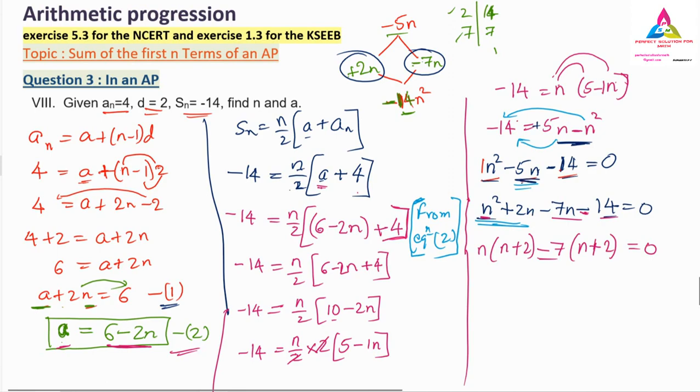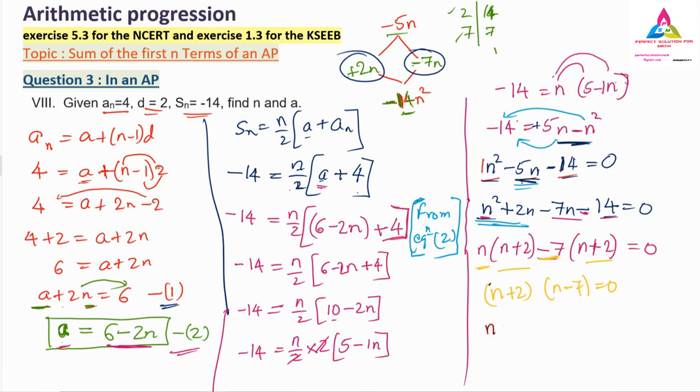Now here you have n plus 2, here also you have n plus 2. Both the terms contain n plus 2. So now what we can do is take n plus 2 common. What is left here is n, and here what is left is minus 7, that is equals to 0. So now the last step. Here it is n plus 2 into n minus 7 is equals to 0.